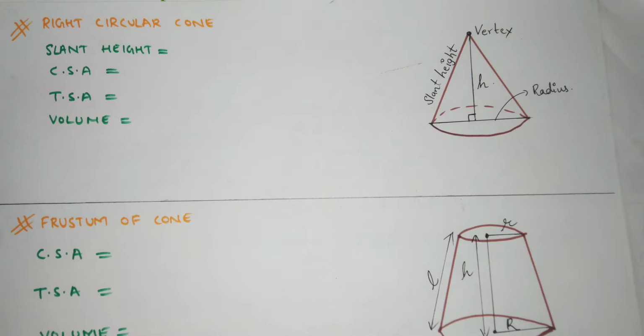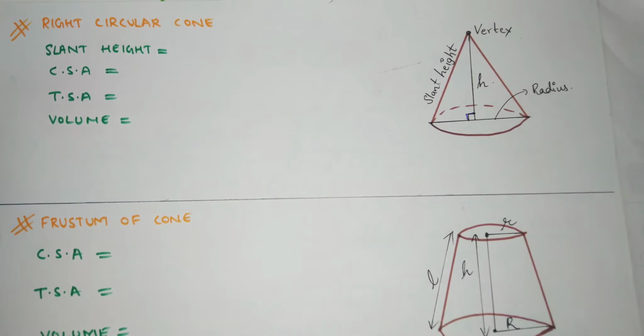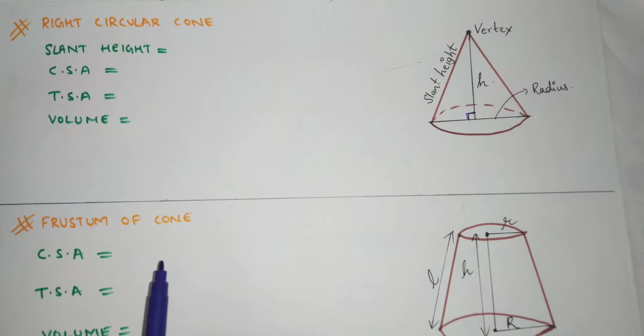In this video, we'll be discussing the right circular cone and frustum of cone. Right circular cone means it's basically the cone. Right basically means the 90 degree, that is perpendicular, a right angle. Now we'll consider all the things.